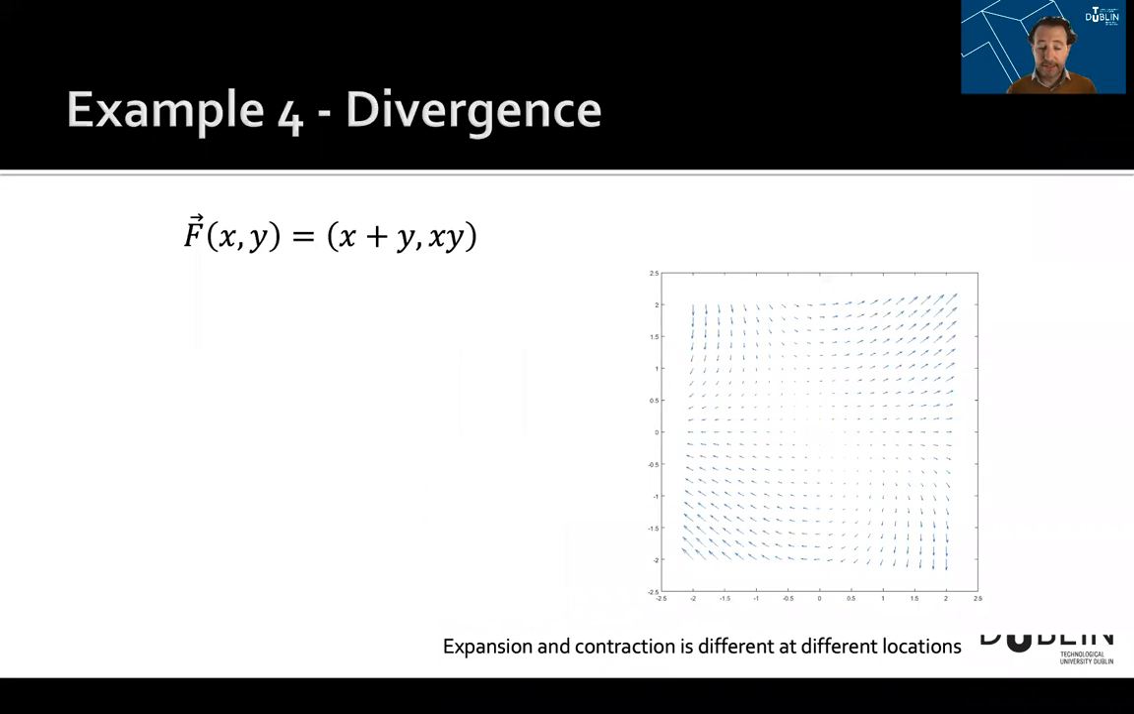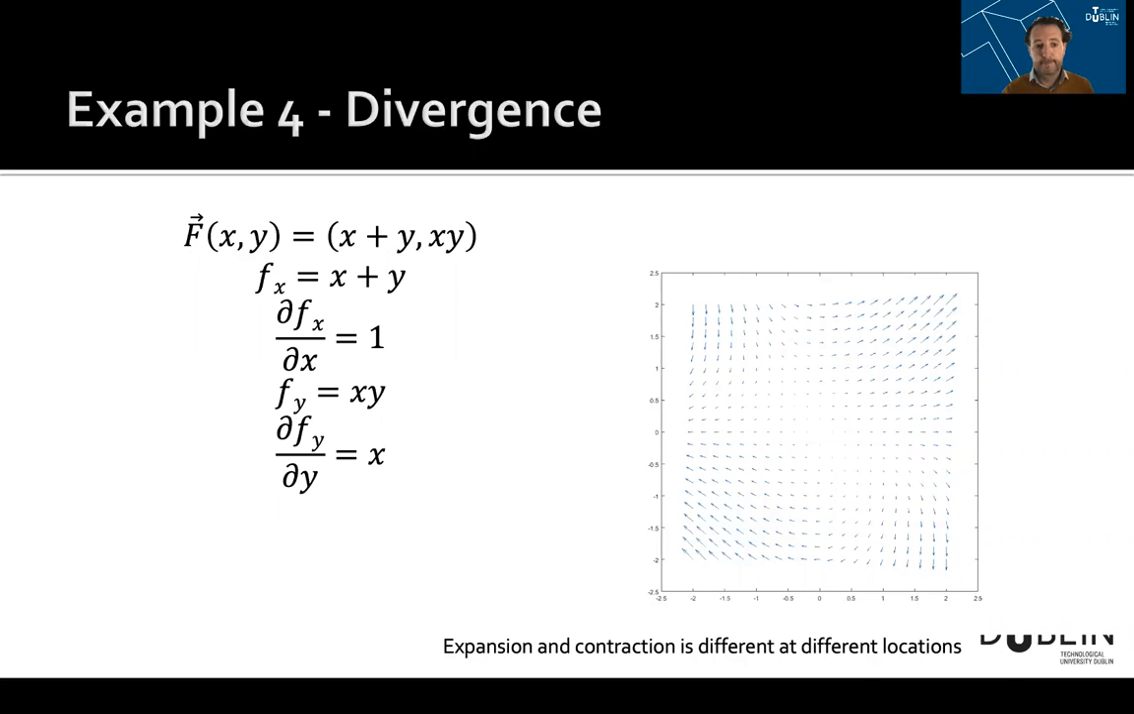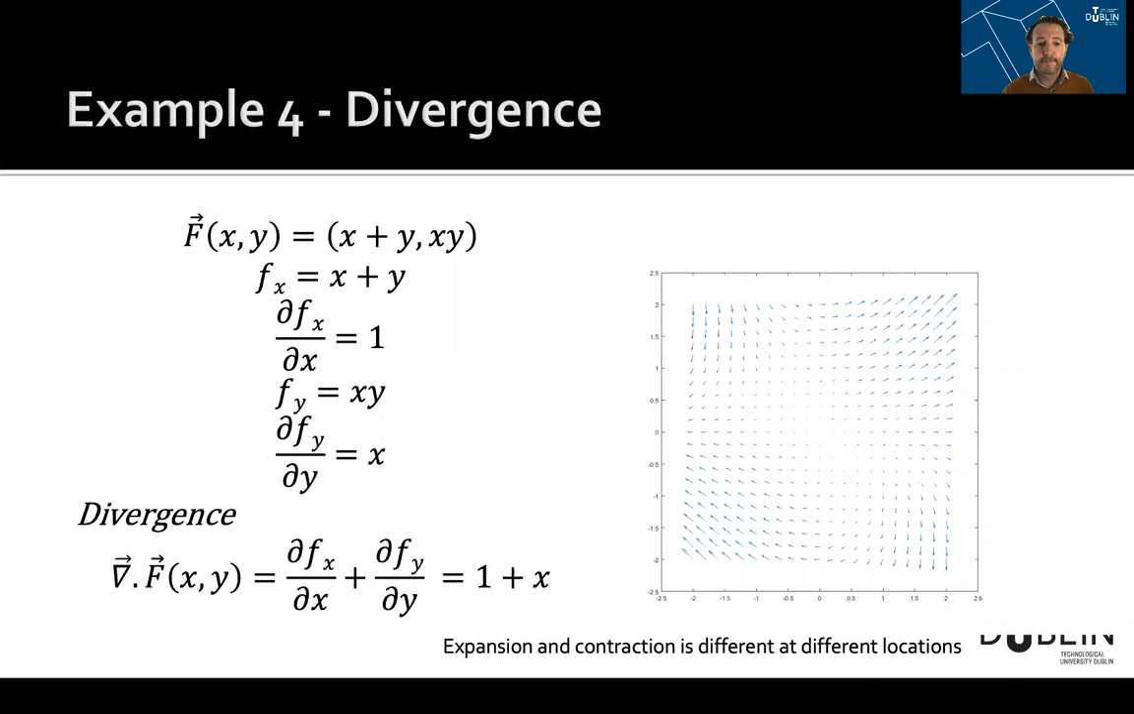So we do the differentiation. F of x, y is equal to x plus y, xy. The x component is x plus y, and we take the derivative of this with respect to x, which just gives us 1. Fy, the y direction component, is a combination of x and y. The derivative of that is x with respect to y. So now our divergence is 1 plus x.